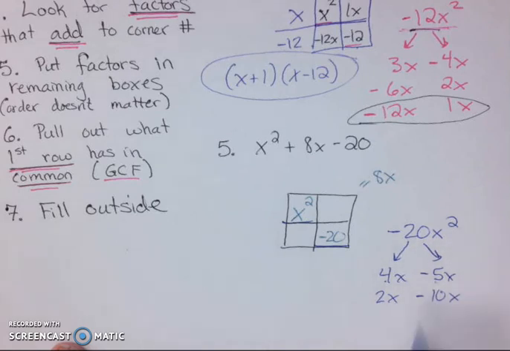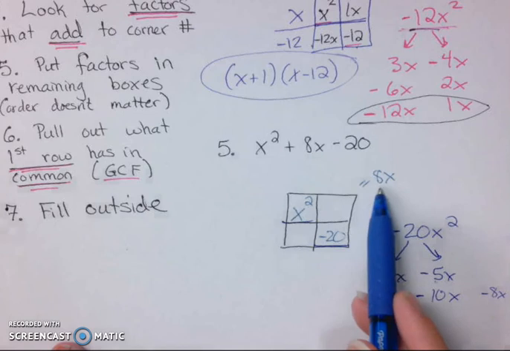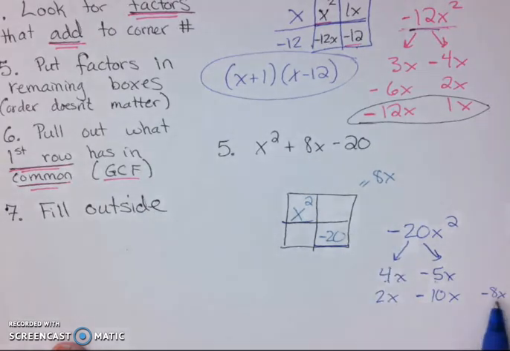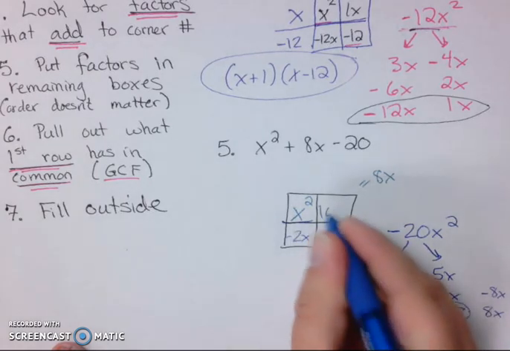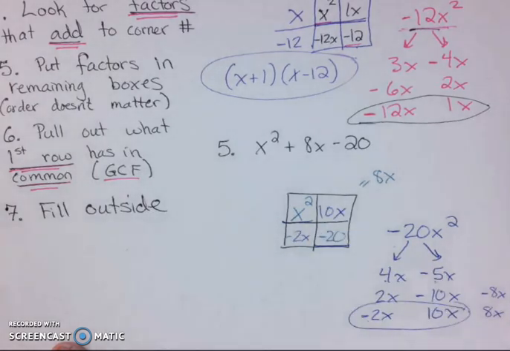Okay, make one of them negative. Negative 10 times 2 is negative 20. If I add these together, I'm going to get negative 8x. Notice we need positive 8x. So if you get the right number, just the wrong sign, all you have to do is flip the sign. That means it's going to be negative 2 and positive 10. Right, those multiply to be negative 20, and those add to be positive 8x. So those are the numbers I want. And then put those in your remaining boxes.